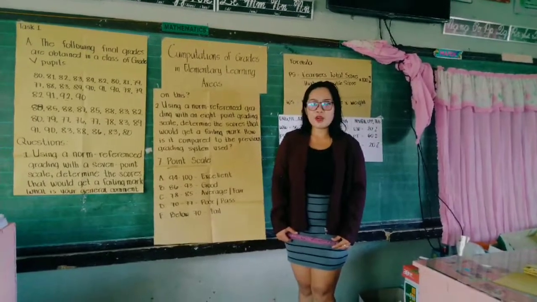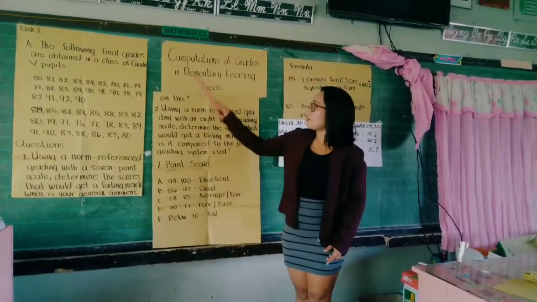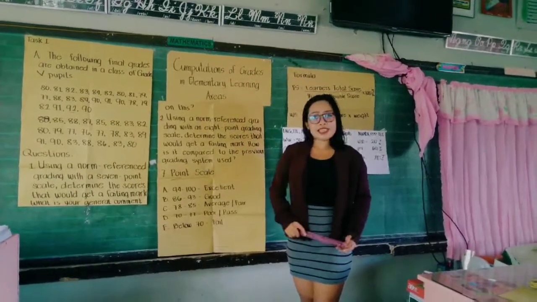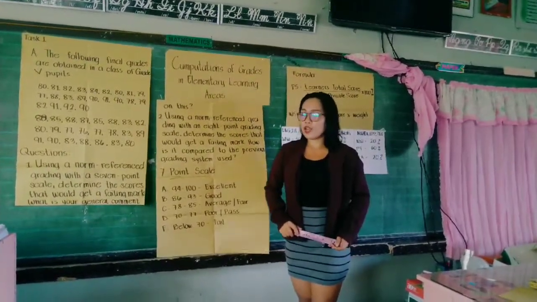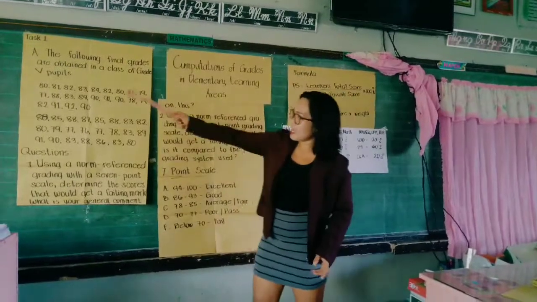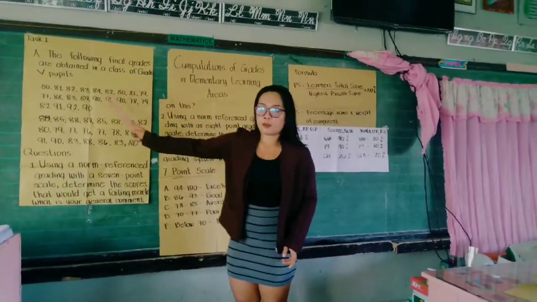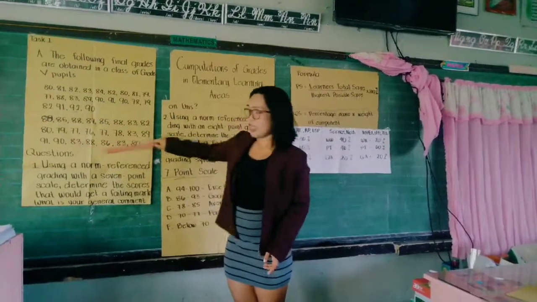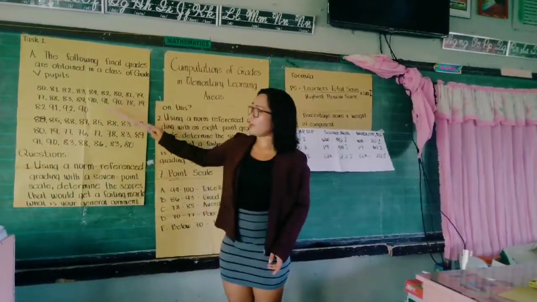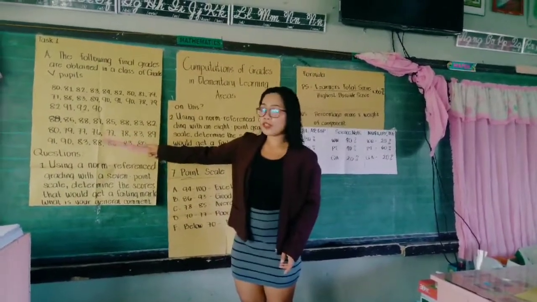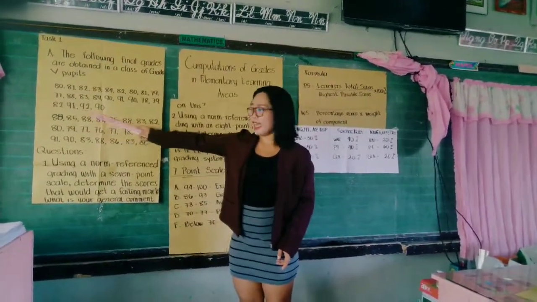For this video, I am going to show you the computation of grades in elementary learning areas. For this activity, I have given 3 tasks. For the first task, A. The following final grades are obtained in a class of grade 5 pupils. So these are the grades obtained by the class of grade 5 pupils, which is 76 is the lowest grade and 92 is the highest grade.